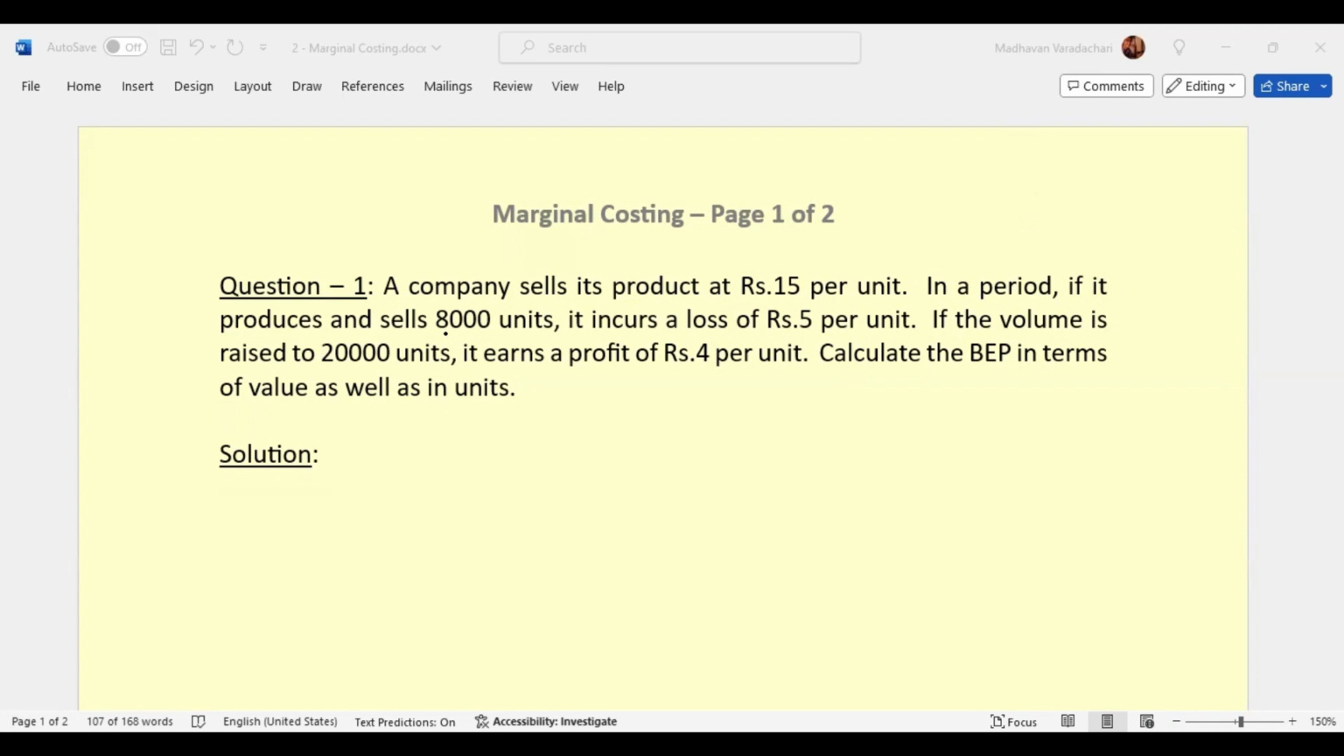Question number one, a company sells its product at rupees 15 per unit. In a period, if it produces and sells 8,000 units, it incurs a loss of rupees 5 per unit. If the volume is raised to 20,000 units, it earns a profit of rupees 4 per unit. Calculate the break-even point in terms of value as well as in terms of units. So let us proceed.